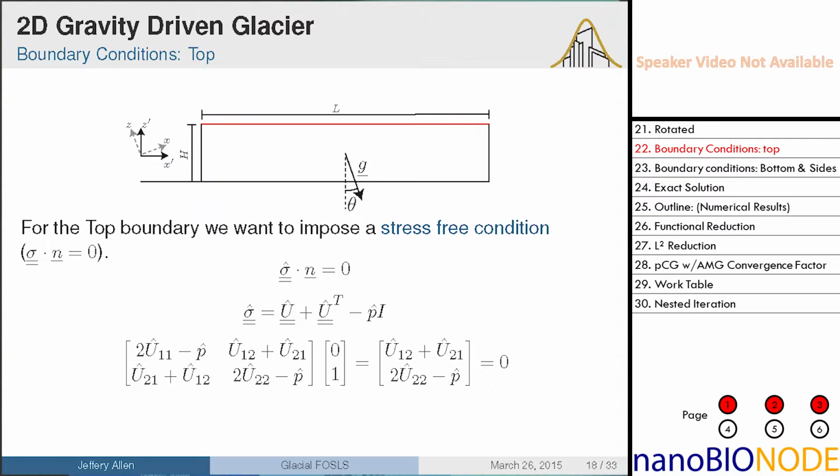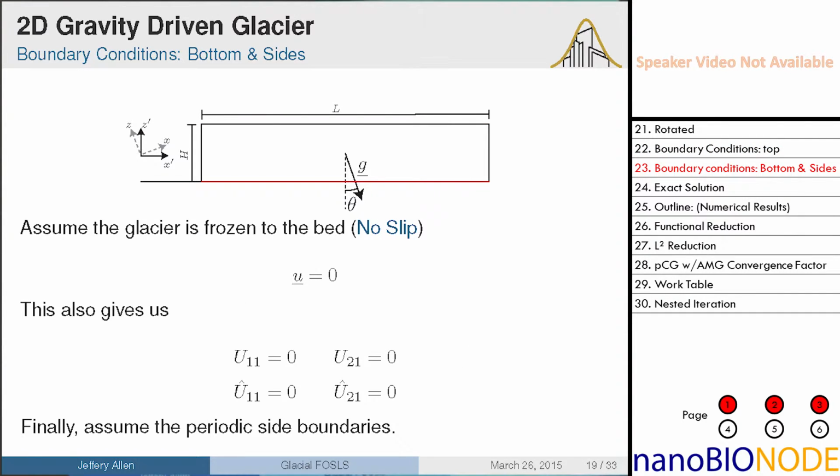Keeping in mind that we're strictly enforcing u11 equals negative u22, we get the actual conditions that we impose. On the bottom, it's a little bit easier. We have a no-slip condition, which is basically that the velocity vector equals 0, which says also if we take the directional derivative along the bottom, those derivatives should also equal 0. So we get our set of boundary conditions for the bottom.